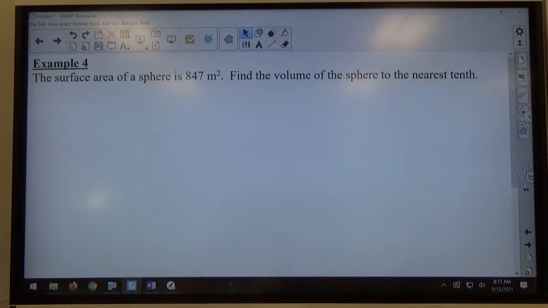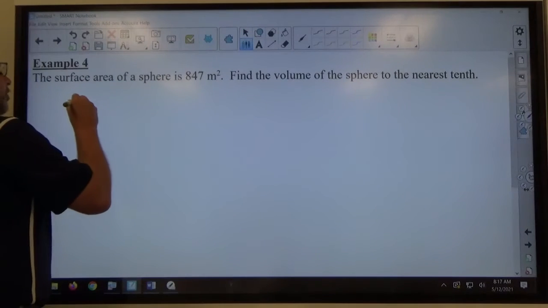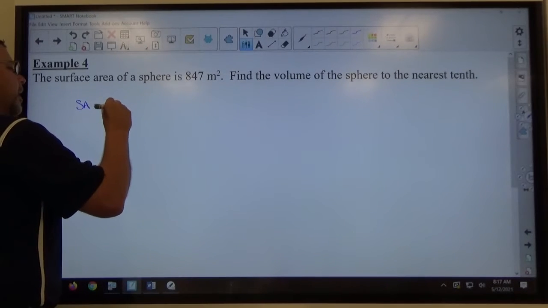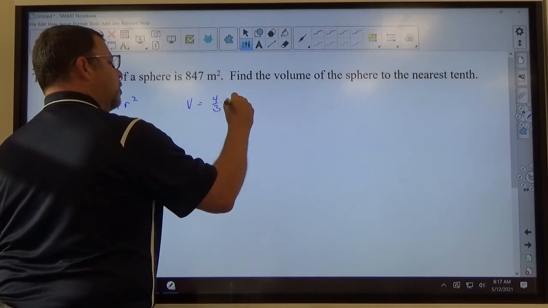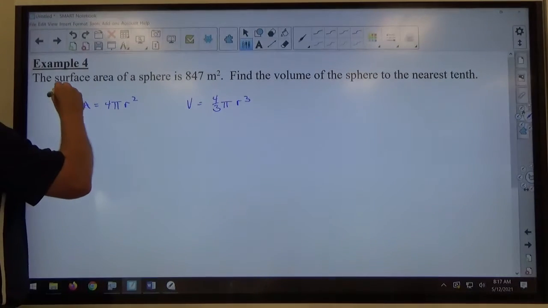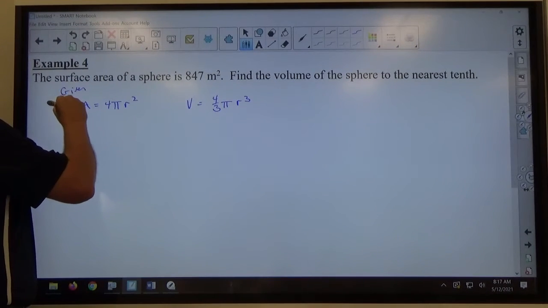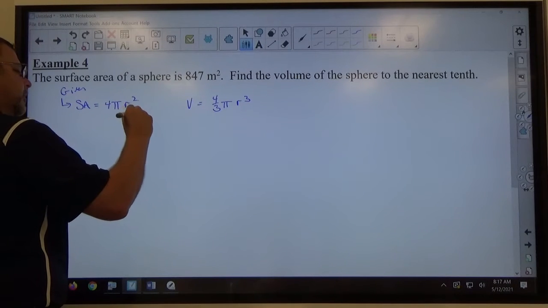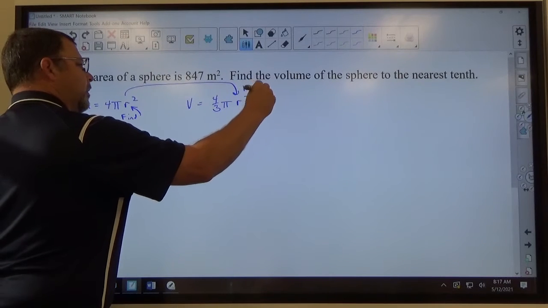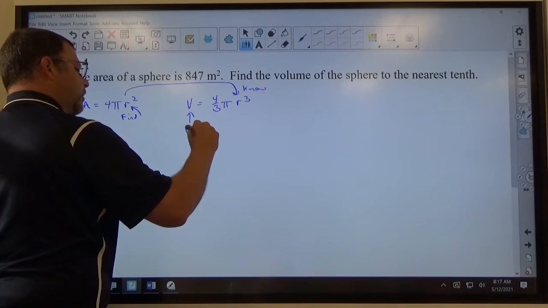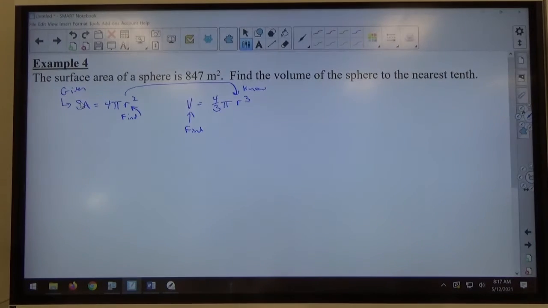This is the other way around, a little less descriptive problem, but it's kind of the same idea. They're going to give you, in this case, the surface area, and they want you then to find the volume. So once again, my formulas: surface area equals 4 pi r squared, volume equals 4/3 pi r cubed. They're going to give me this, so I can find that. And once I find that, I'm going to know that, so I can find that. And that's the path to the answer.